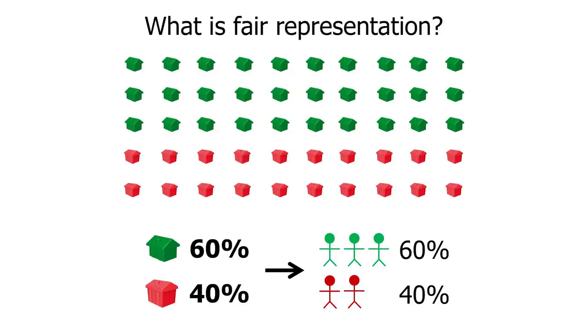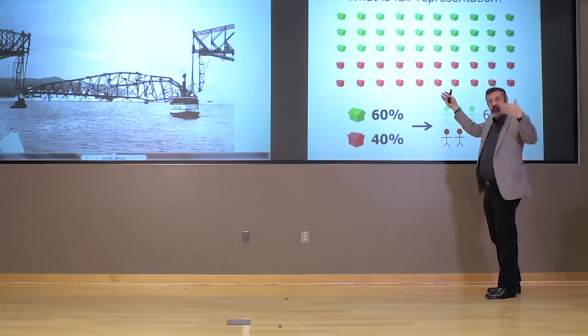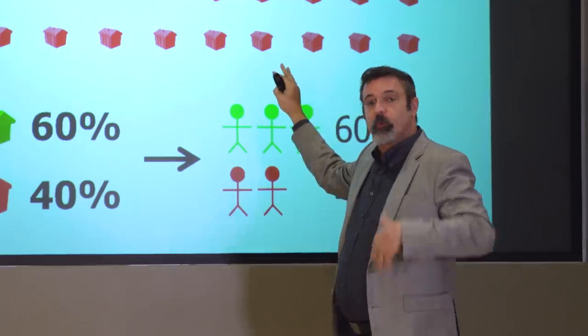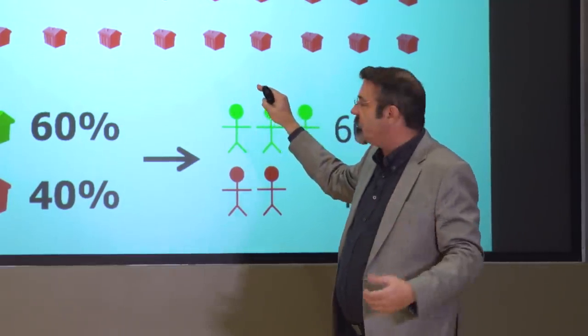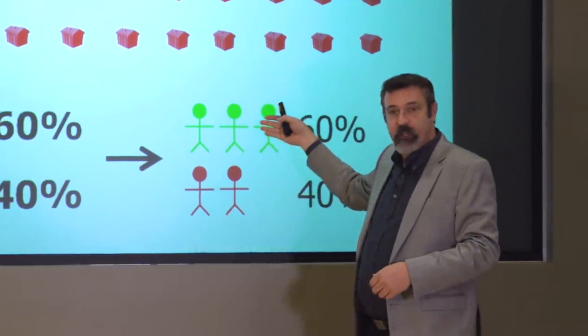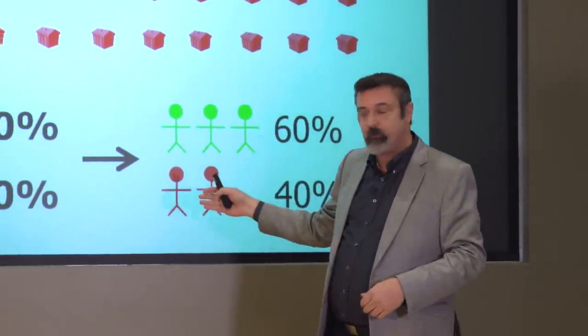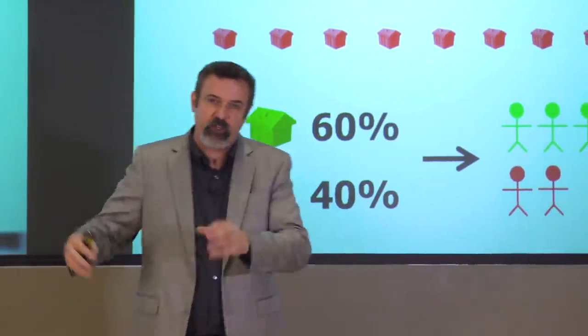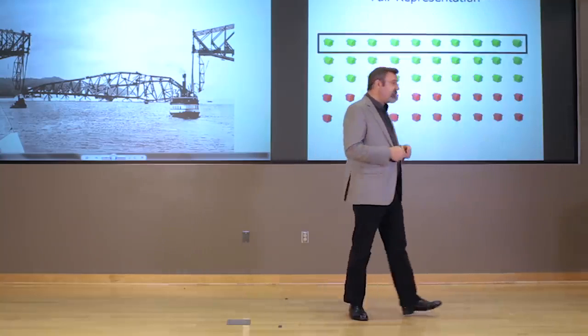Let's suppose we have 60% of the population who likes green stuff and 40% of the population who likes red stuff. If we were to establish representatives to represent this population, we would want the representative body, the Congress, to be comprised of 60% green representatives and 40% red representatives. That is, we want the Congress to look like the population. Now, one way to do that is something like the following.